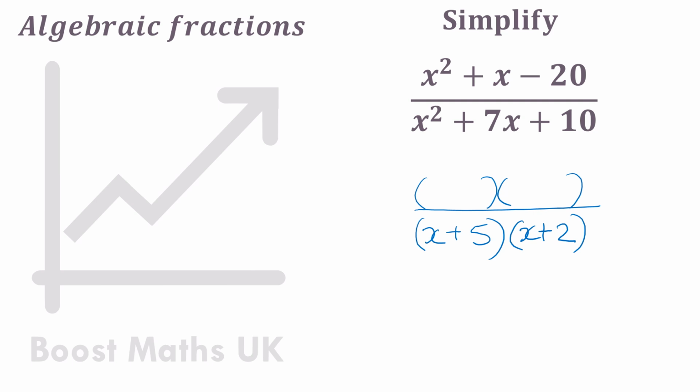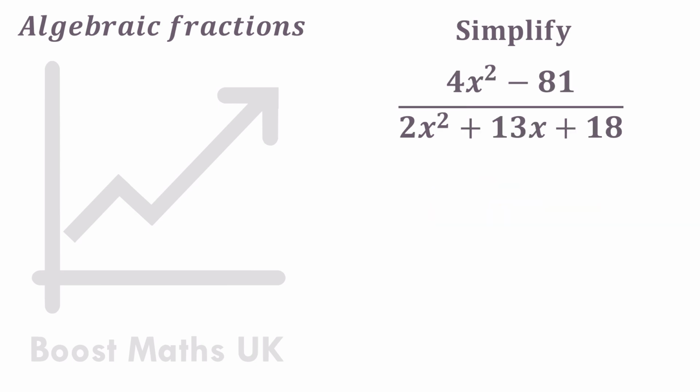Looking at the top line, again, x will go at the front of each, but what multiplies to minus 20, so we're going to have 1 minus and 1 plus, and adds to 1. So for this time, we've got x plus 5 and x minus 4. Now we've got identical brackets on the top, x plus 5 on both, which can cancel, and we're left with x minus 4 all over x plus 2.